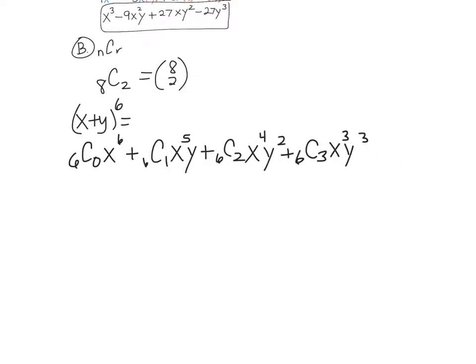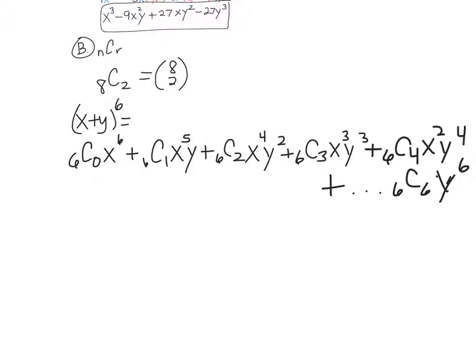Okay, the next one? Yep, 6c4 x squared y to the 4th. And then I'm just going to go dot, dot, dot, 6c6 y to the 6th. Okay, that's how you can get Pascal's triangle also, the coefficients, by doing combinations.